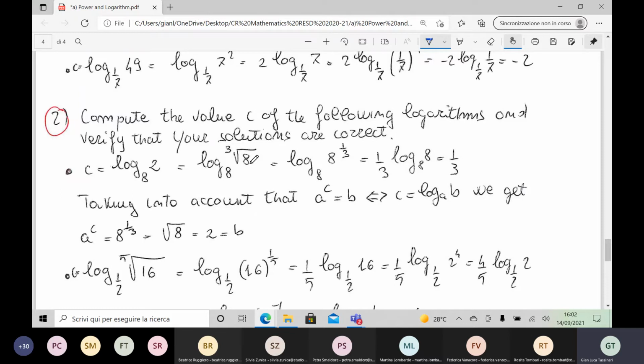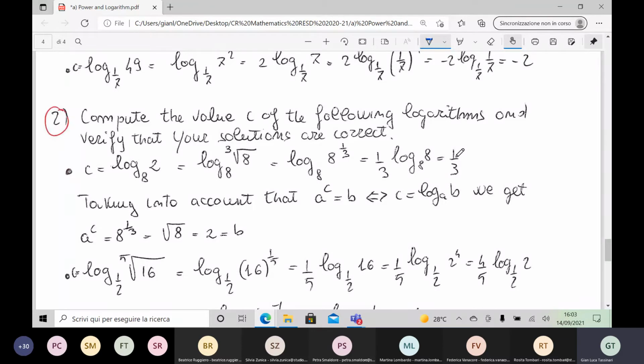So the cubic root of 8. Now, a root can be written equivalently by using a power, so as 8 to the power 1 over 3. Again, 1 over 3 is a multiplicative constant, put it here, logarithm with basis 8 of 8 is 1, so 1 over 3. So this is the result.